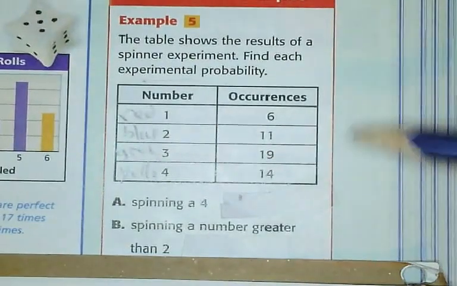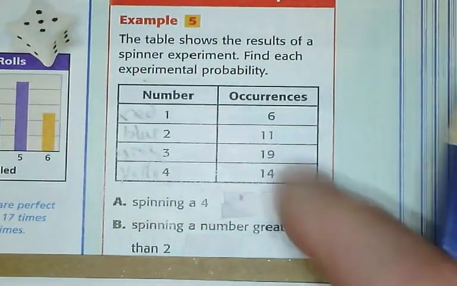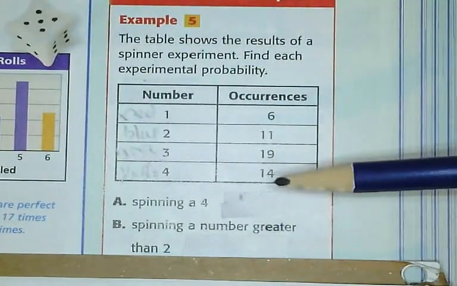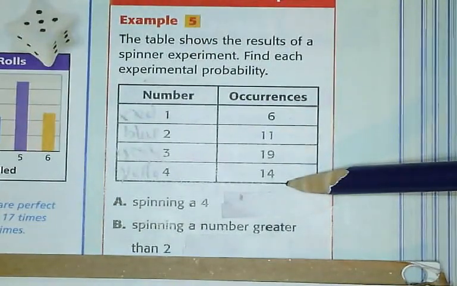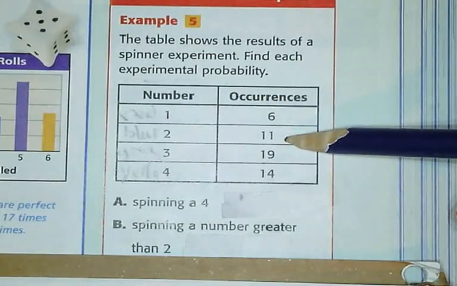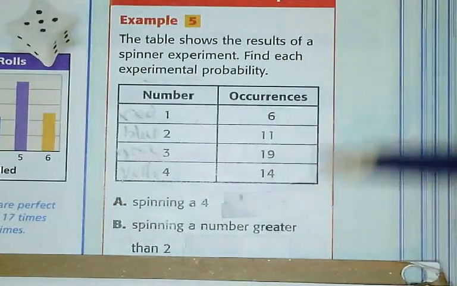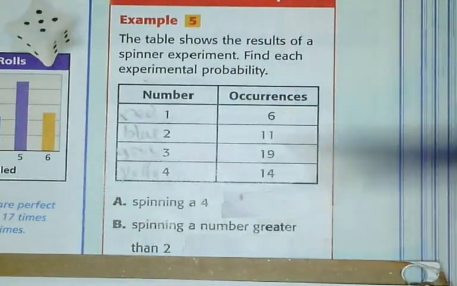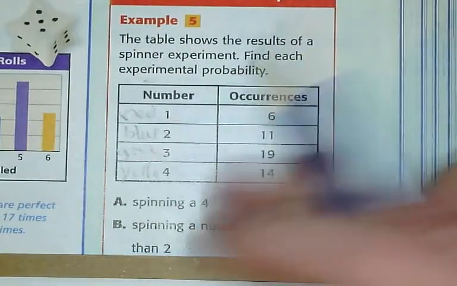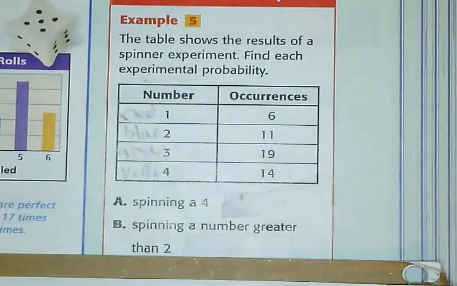Now this doesn't necessarily mean that something's wrong with the spinner, right? It's just the way that things happen. It's never a sure thing. So if we did this experiment again, we would probably get different numbers the next time we do it. This could be 19 and this could be 14 and this could be 11 and this could be 6. It could be all mixed up just because of the way we spin the spinner. It doesn't mean that something's wrong with the spinner. It just means whenever you're experimenting, sometimes it doesn't work out to be exactly what you expect.